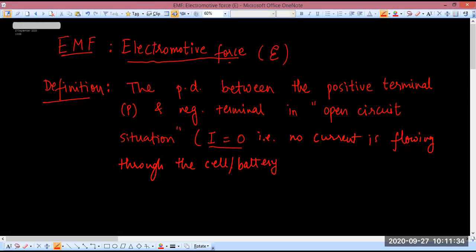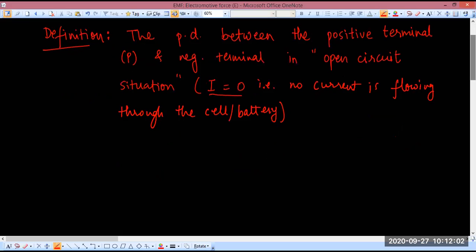Okay, so that is the meaning of open circuit situation, and this is the definition. This whole thing is the definition of EMF. Right now, you might already have a question like, how is this different from terminal voltage? For that you'll have to read it very carefully. I agree that the first part is the same: potential difference between positive terminal and negative terminal. I forgot to write N here.